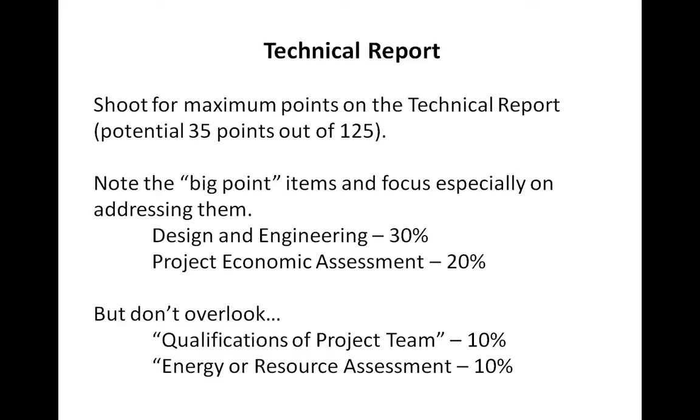Because if you look at designing, engineering, and the project economic assessment, those together add up to be 50% of the 35 points. 50% of the 35 points now, not the total project, 125 points. And don't overlook the other two items, the qualifications of the project team and the energy resource assessment, because those are 10 points. All the other categories, and there are probably at least 4 or 5 other categories, are 5-point items. But by all means, address those 30% and 20% items real good. Address them all, because you can't afford to lose any points. But really spend some time on those 30 and 20 and even the 10-point items.